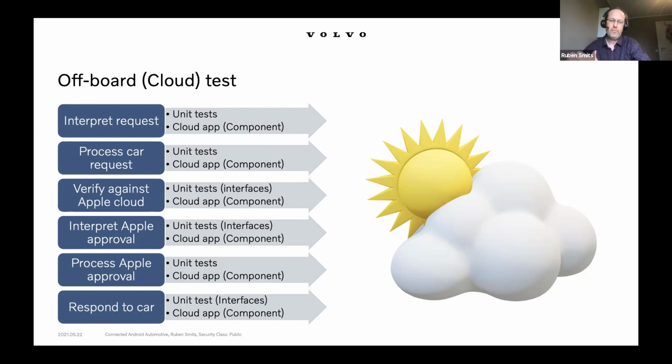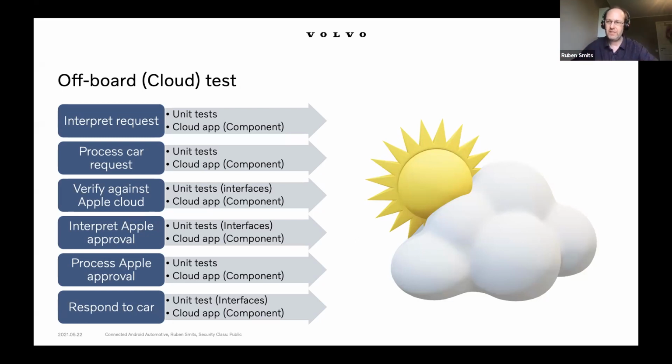The part where the phone supplier is involved, I keep that out of this slide because that's not something that we at Volvo are doing. But then we receive information back from the phone supplier, and we need to interpret that signal. So again, we have an interface to a cloud, so we do unit testing. And apart from that, we do component testing.